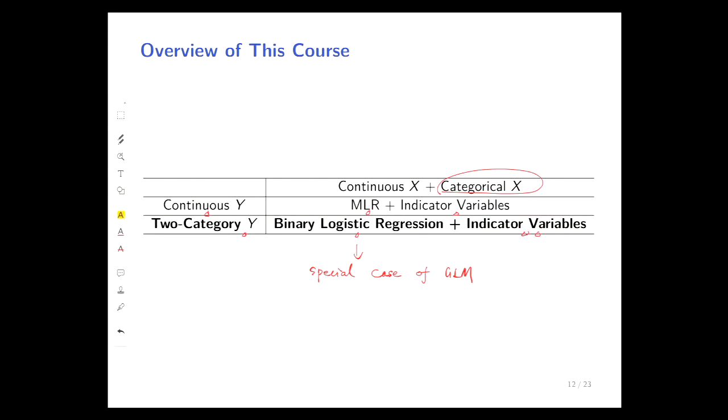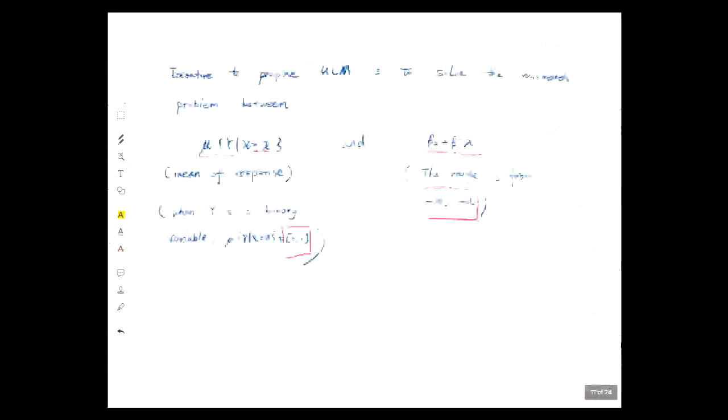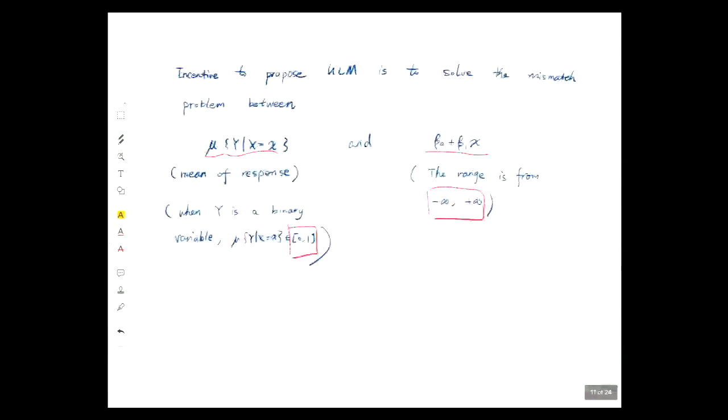Any questions so far? I think the most important thing is this one sentence, to solve this mismatch problem between different ranges. That's the key to proposing this generalized linear model. Any questions?